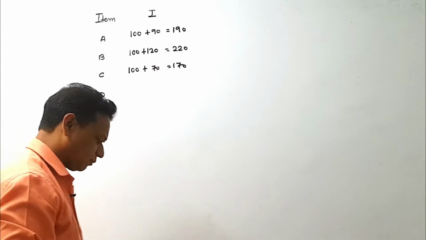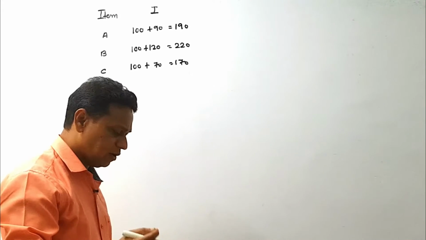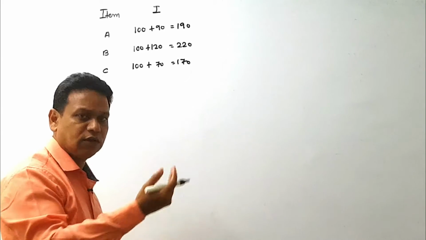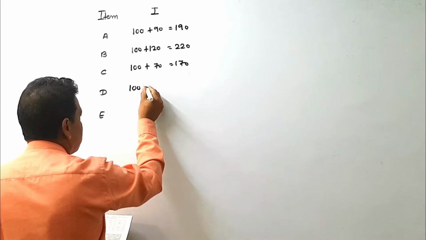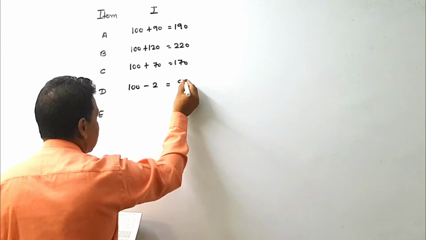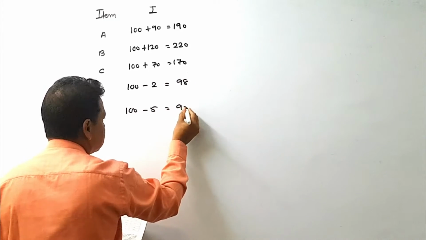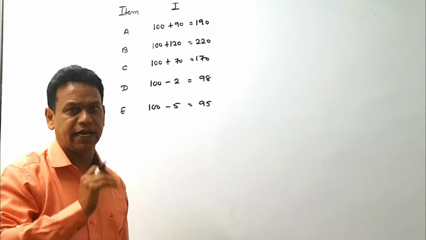Then they have given that the 2 items D and E have decreased by 2 percent and 5 percent. Decreased means the index number reduces. So 100 minus 2 is 98, and here 100 minus 5 is 95. So now we have got the index number I for each item.